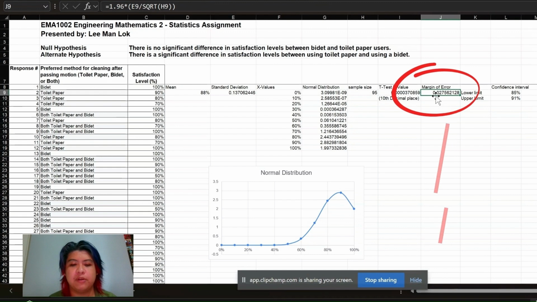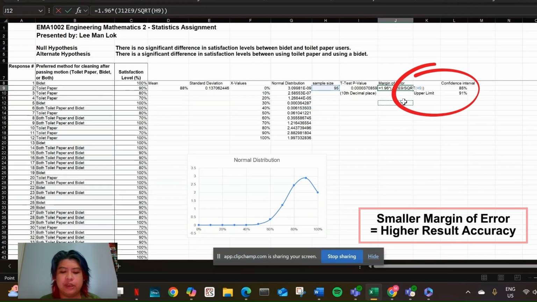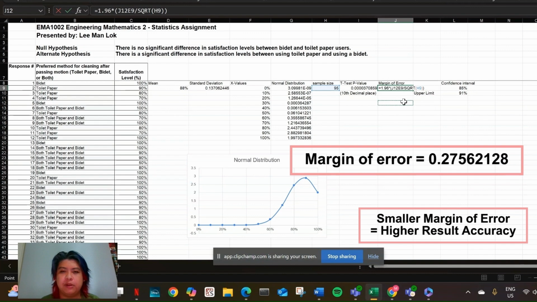Next, I find my margin of error using the formula 1.96 times E9, which is my standard deviation, divided by the square root of H9, which is my sample size. The purpose of calculating the margin of error is to find out how much the sample result might differ from the true population values. It helps us understand how accurate our sample results are and how much uncertainty there is around the average we calculated from the sample.